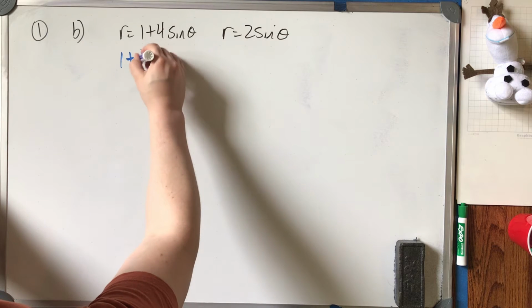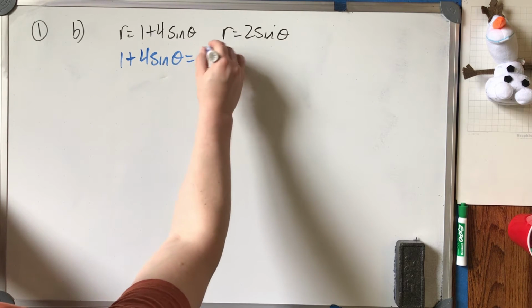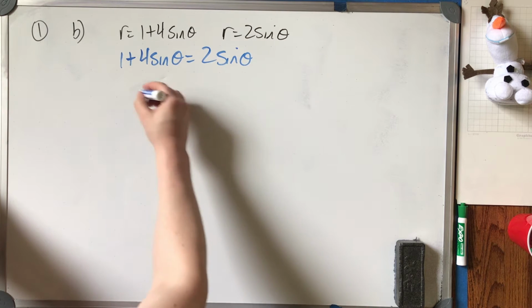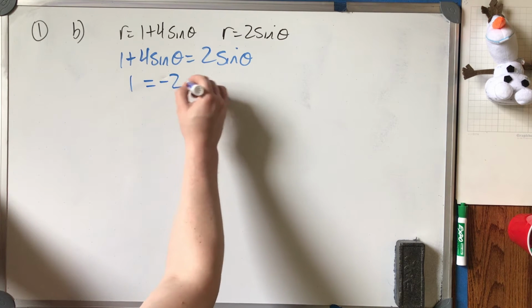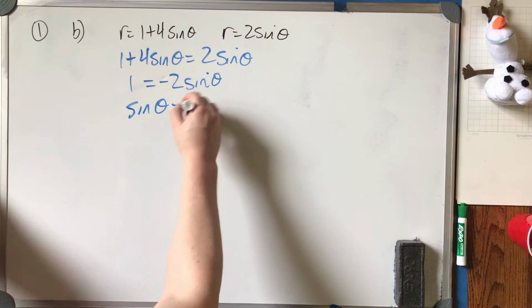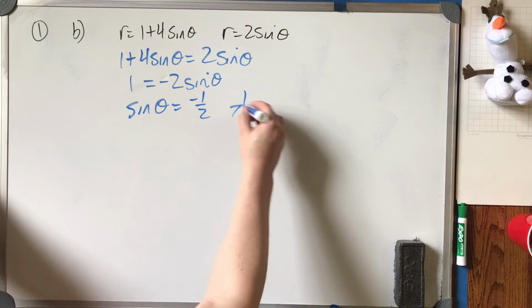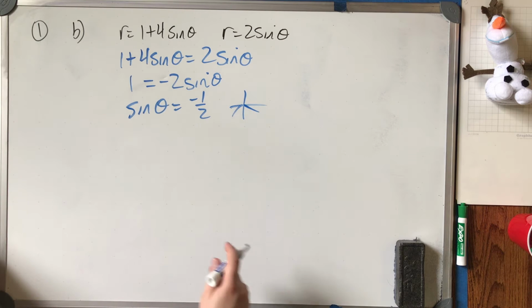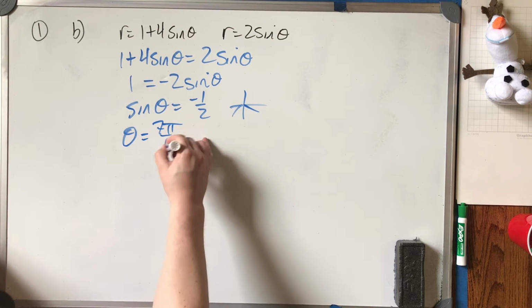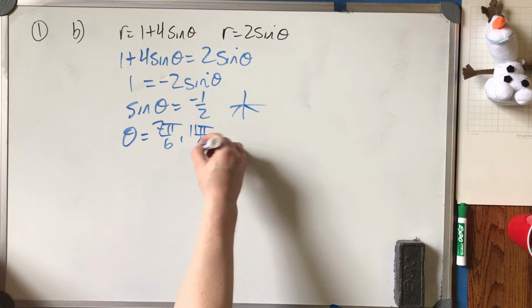1b, we'll start off the same move. We're just going to set the r values equal to each other. And we'll combine like terms. So I'm just going to subtract this to the other side. So I'll get 1 equals negative 2 sine theta, divide by negative 2, so I get sine theta equals negative 1/2. That's going to be in quadrants 3 and 4 with a reference angle of 30. So I'm going to have theta equals 7 pi over 6 and 11 pi over 6.